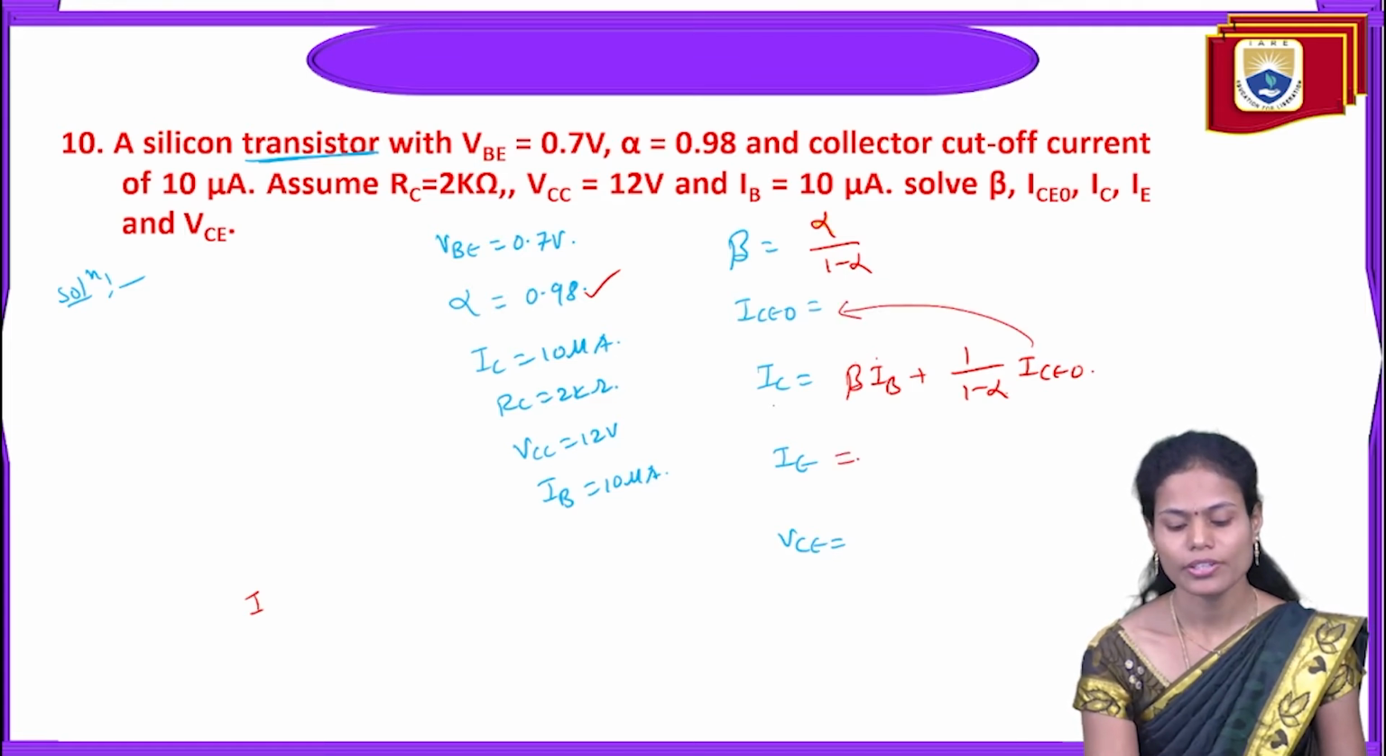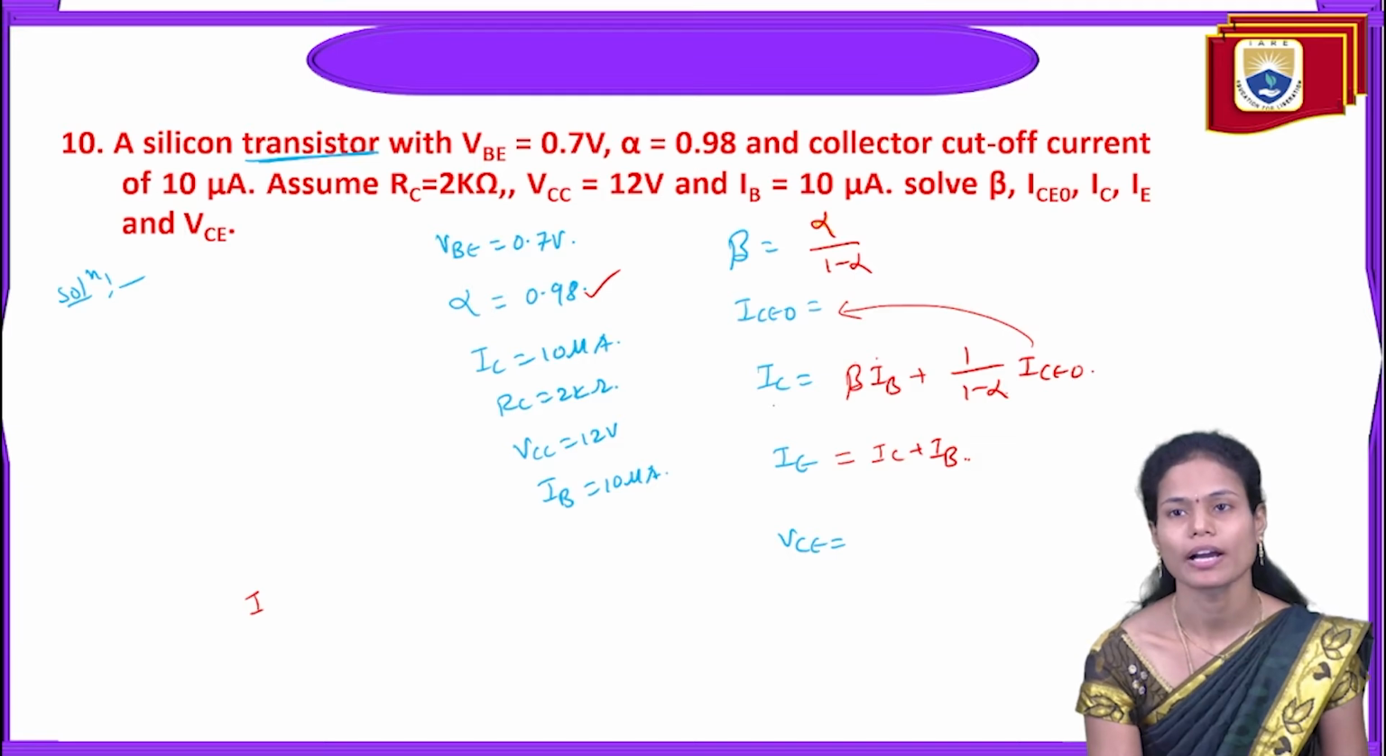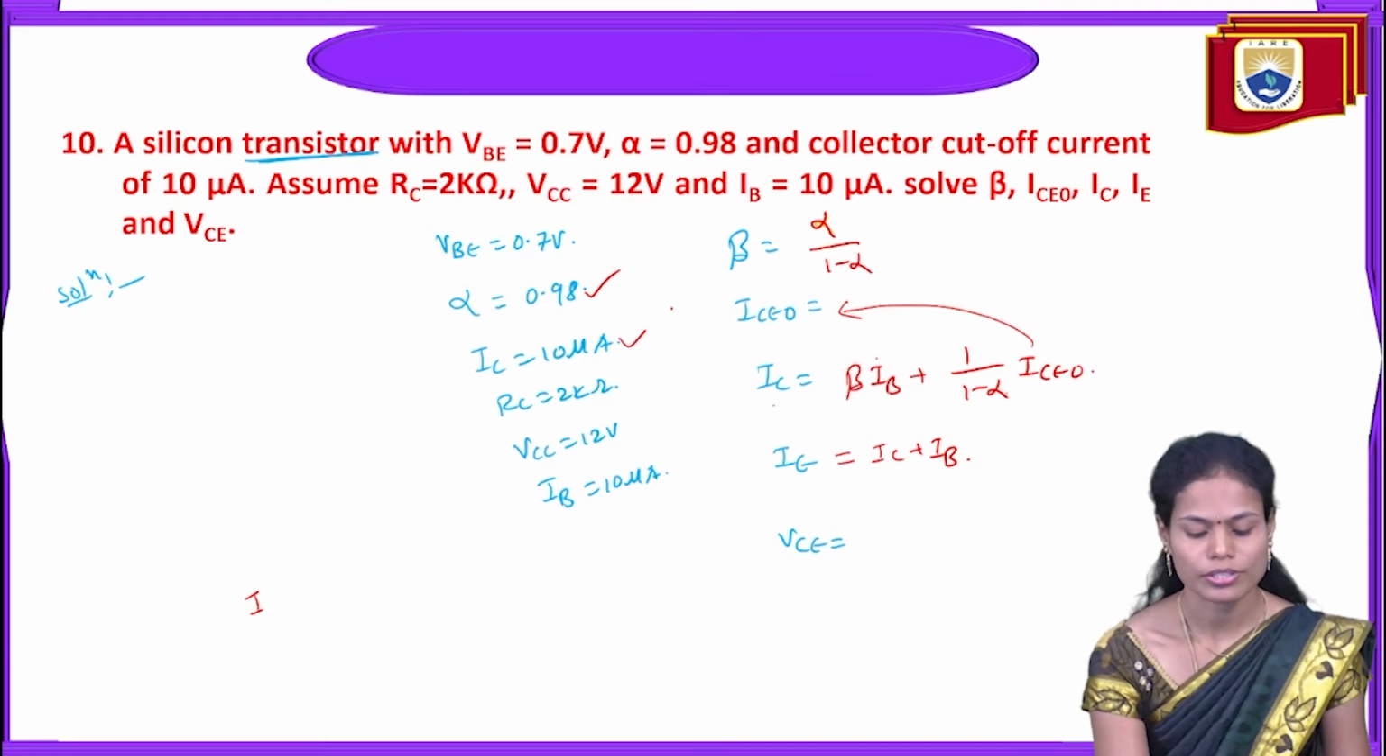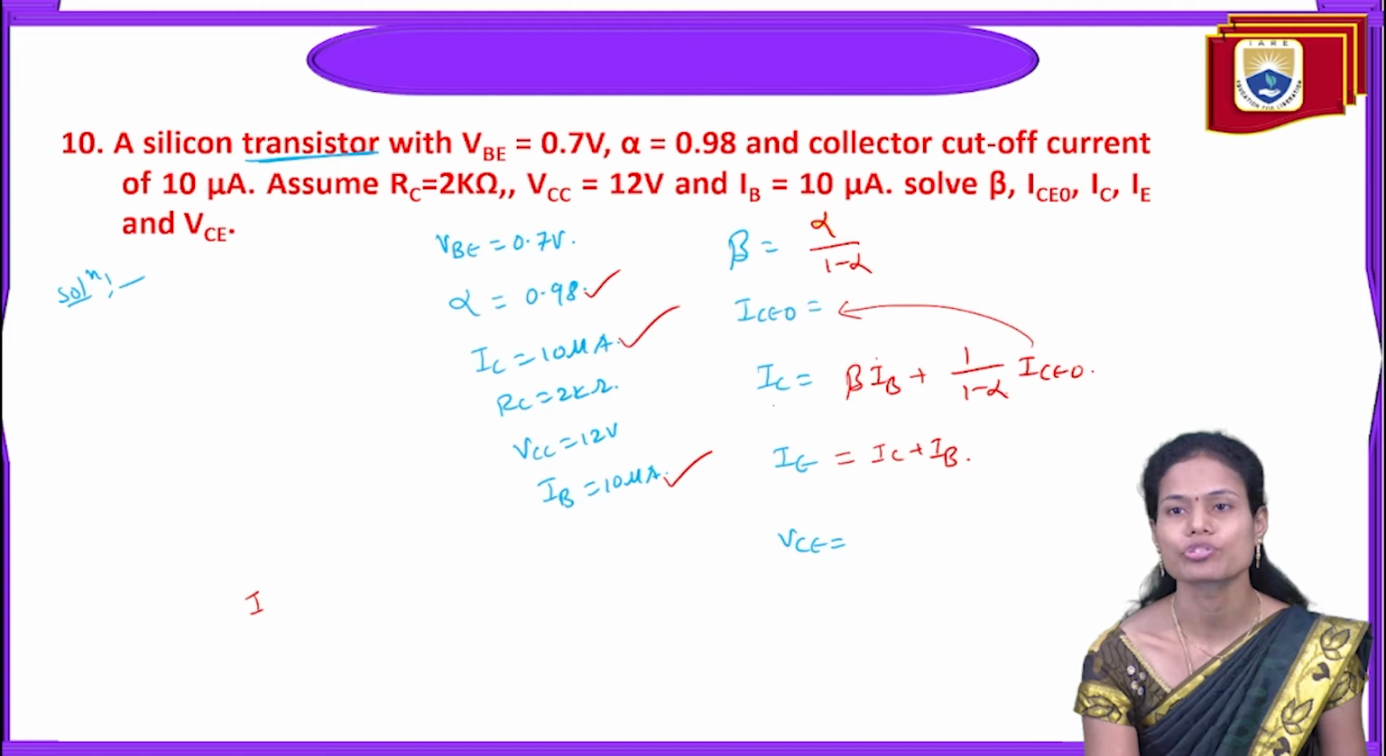And IE is nothing but what? IE is nothing but IC plus IB here. So here we know the IC value as well as the IB value. If we substitute that, we will get IE.